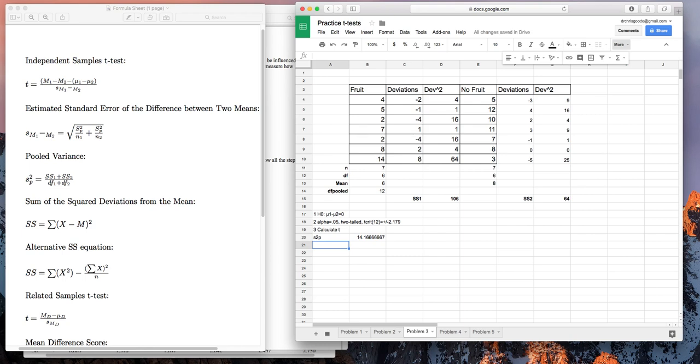Now we can do our estimated standard error. This is the harder one. So this is the square root of, and then another parenthesis, pooled variance divided by n1. What did I do wrong?